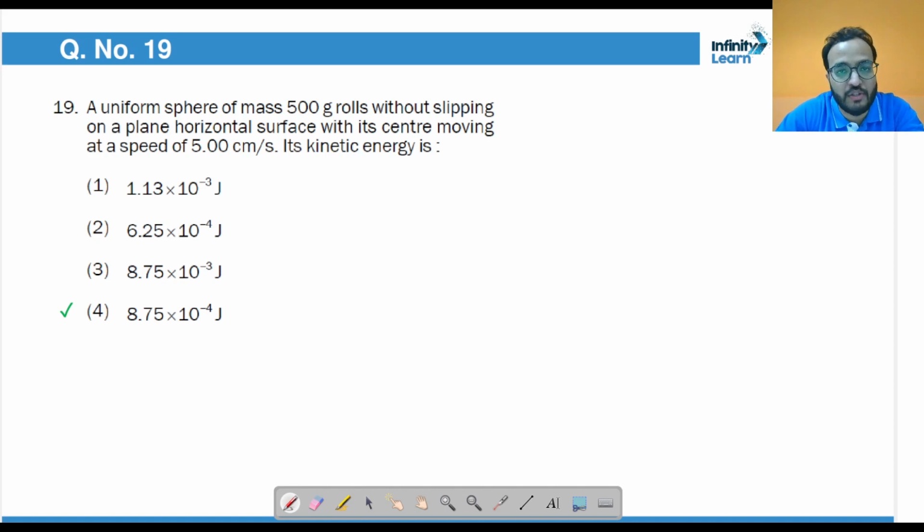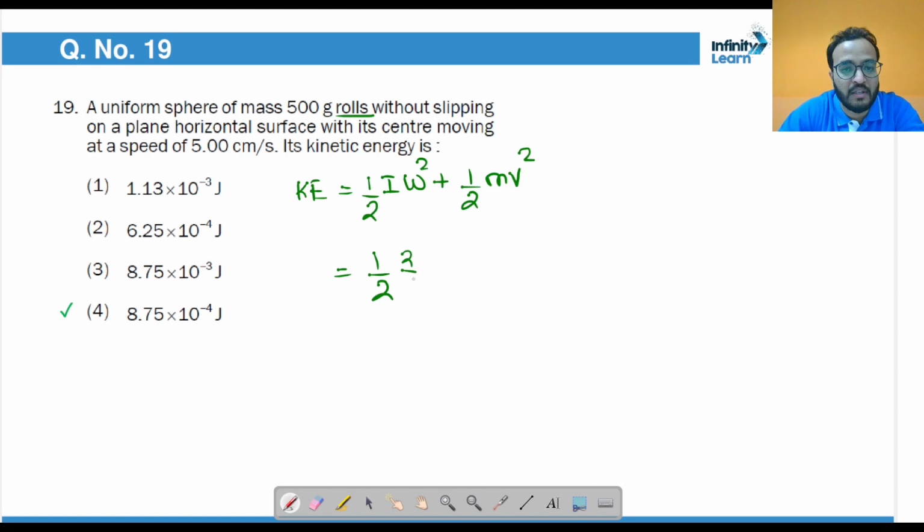Its kinetic energy. It is rolling, right? It is rolling. So what is the kinetic energy? It is rotational kinetic energy plus translational kinetic energy. Like this. Now, it's a uniform sphere. For a uniform sphere, what is the moment of inertia? 2 by 5 m r square omega square plus half m v square.